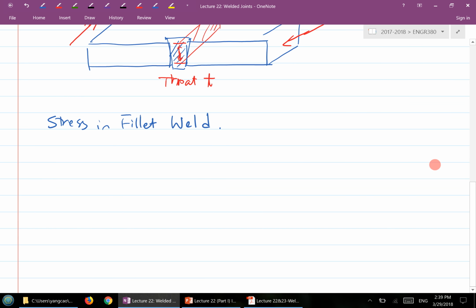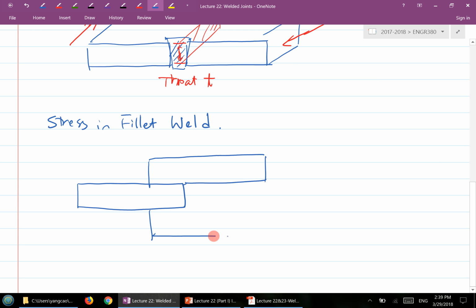So what's a fillet weld? Let's draw something to illustrate the idea. Say you have two plates, or even three plates, and you're trying to join them together at this location. What you do is apply a fillet weld to join these members together.